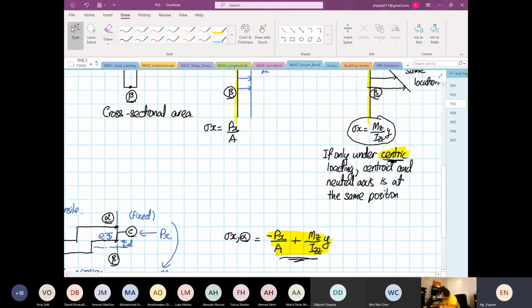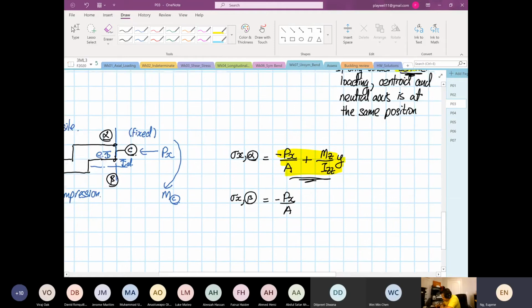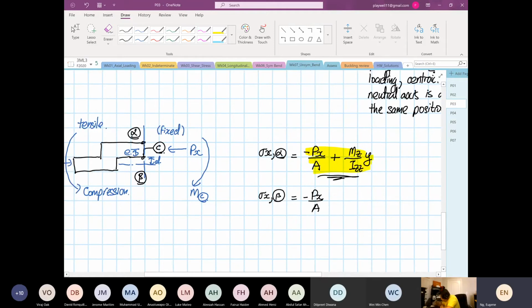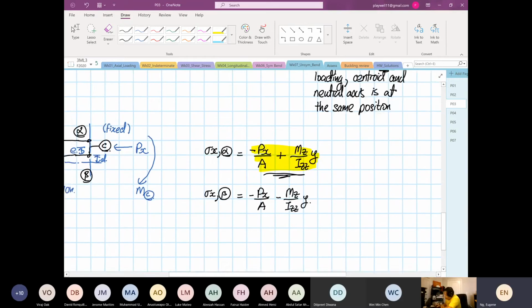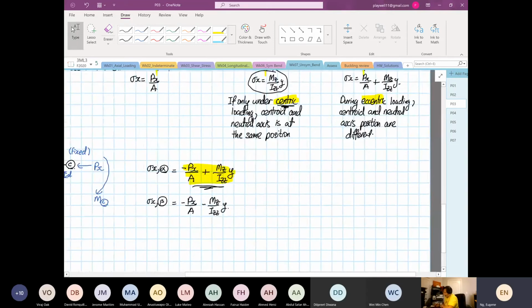So now if we look at stress X at beta, right? So this is minus Px over A. You see, under compression. Now, beta is below the centroid. So now this is minus Mz over Izz multiplied by y. Okay. So when we're going to sketch this now, it will look like this.